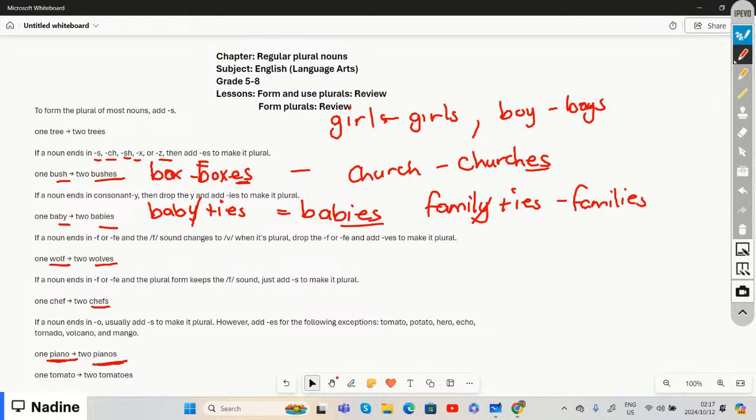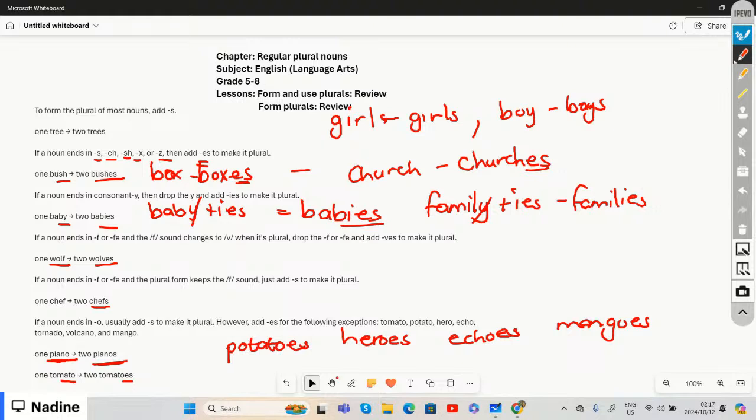But we need to make an exception when it comes to words like tomato. We add the ES. Potato, and we add the ES. Hero, and we add the ES. Echo, and we add the ES, right? Even mango, one mango, two mangoes. Then we just add the ES to show the plural forms of those words.